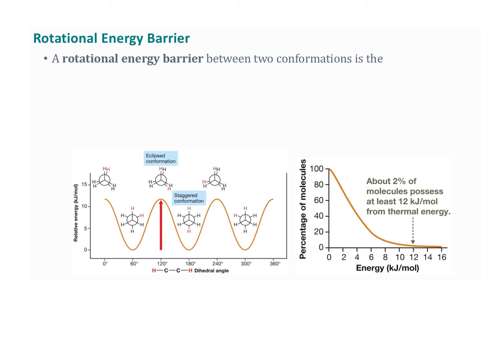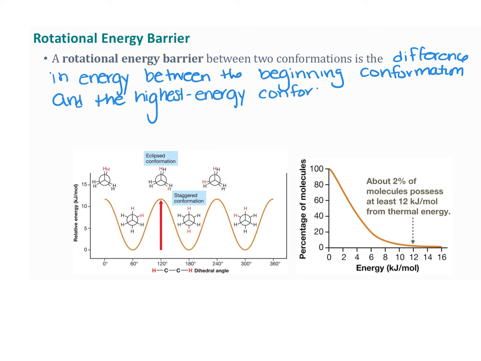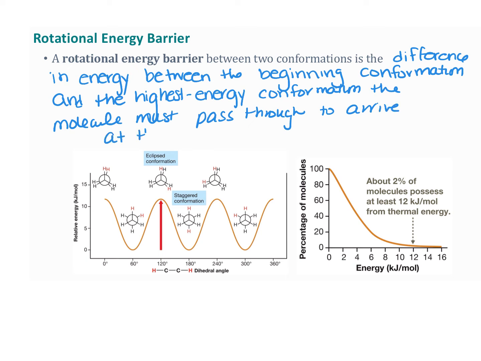So a rotational energy barrier between two conformations is the difference in energy between the beginning conformation and the highest energy conformation the molecule must pass through to arrive at the ending conformation.